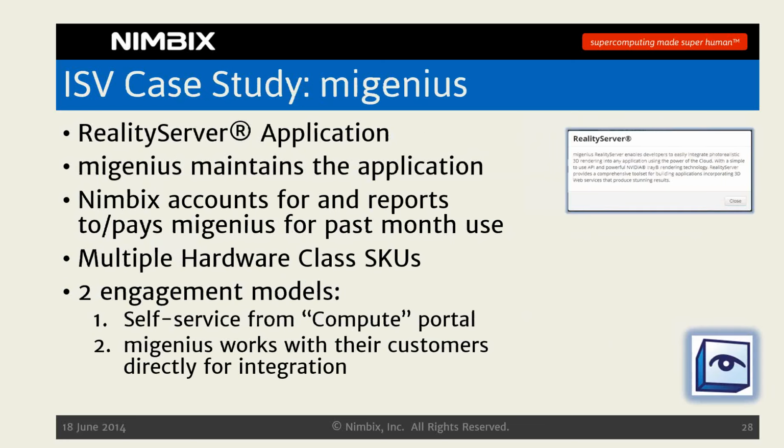An example of this is an application that we have on our portal that's very popular. It's called MyGenius Reality Server. You can just go to our web portal and read all about it. But basically, Nimbix accounts for and reports to MyGenius for the past month's use at the end of the month. And we support multiple hardware class SKUs with that. And of course, there are 2 engagement models for customers. You can either use it completely self-service, or you can work directly with MyGenius to integrate this application with your own workflows.